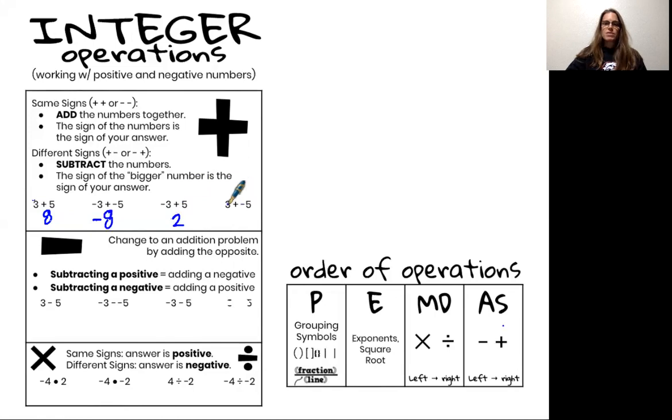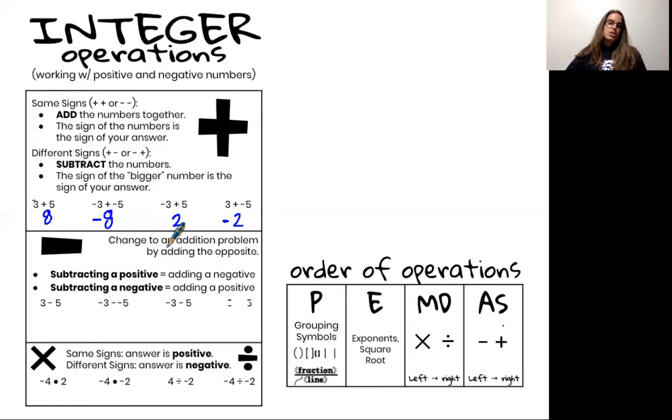Here's an example where I have different signs, +3 added to -5. And so again, I subtract. 5 minus 3 is 2. Now I look at my two original numbers and I see that this 5 is the bigger number in absolute value, so ignoring this negative. 5 is bigger and it's negative. So that tells me the sign of my final answer is negative, -2.